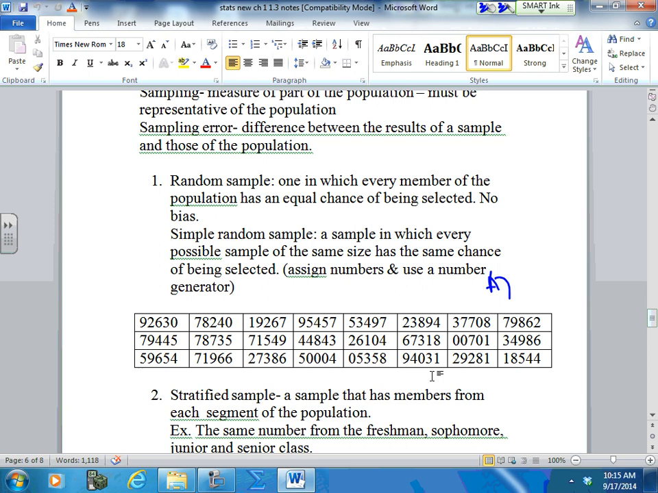Now, I have 30 people in this class. I need to randomly select 10 people. So I go around the room and I give you a number. 1, 2, 3, 4, 5, 6, 7, 8. I give you all the way up to 30. I need to randomly take 10 people. I don't want to say I'll take 2 from this row, I'll take 2. There's my bias. So I refer to my table.